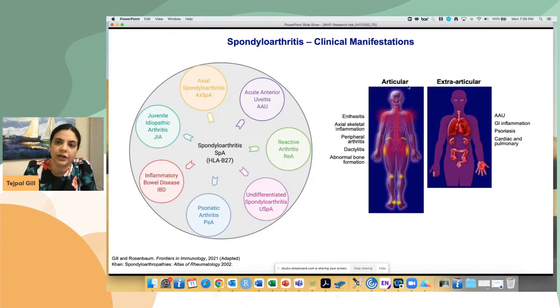These could be articular in nature, involving enthesitis, axial skeletal inflammation, peripheral arthritis, dactylitis, or abnormal bone formation. There can also be extra-articular manifestations, which could be inflammation of the eye, inflammation of the gut, as in IBD, and inflammation of the skin, as in psoriasis.